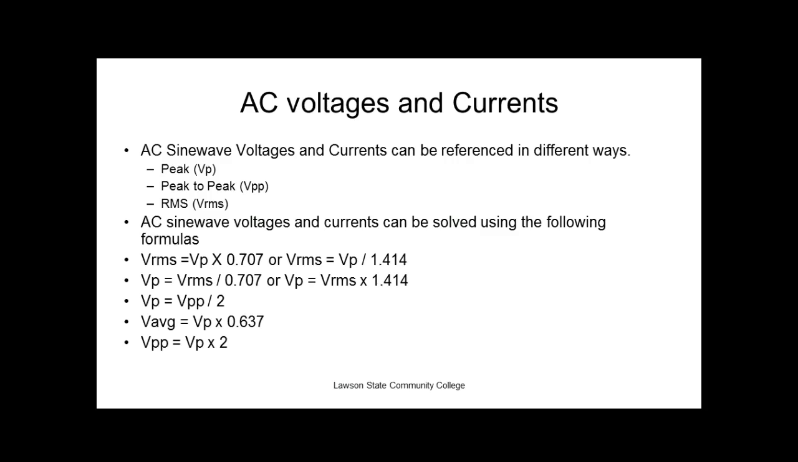We could go to V peak if we know RMS. If we know RMS, the way we go from RMS to V peak is we take VRMS, which is what our meters are going to read, and we divide it by 0.707. Or I could do what? Or I could multiply by 1.414. And both of those will give you exactly the same answer. Now the reason we need to know this is what an oscilloscope reads. An oscilloscope reads peak to peak.